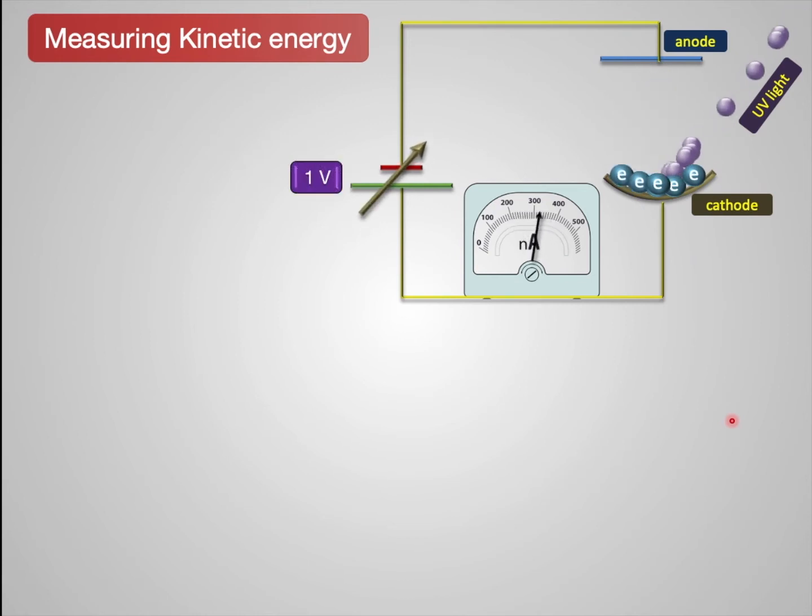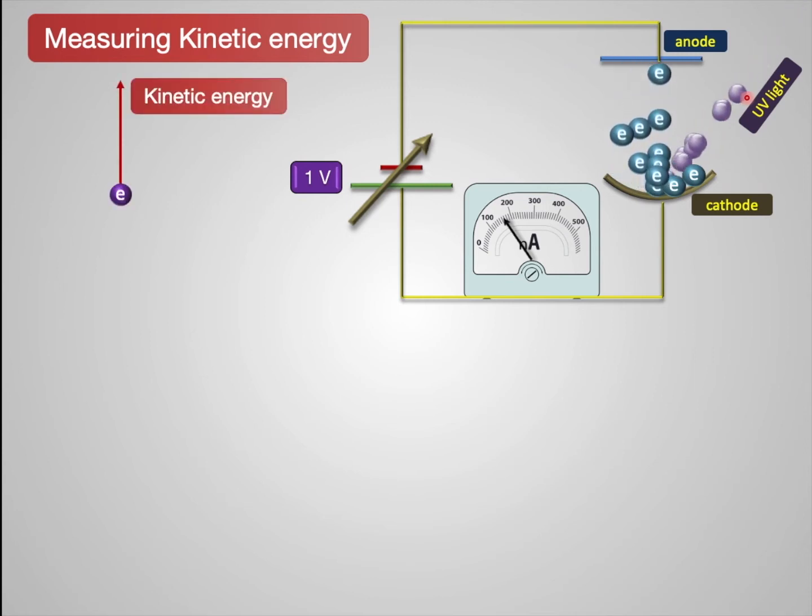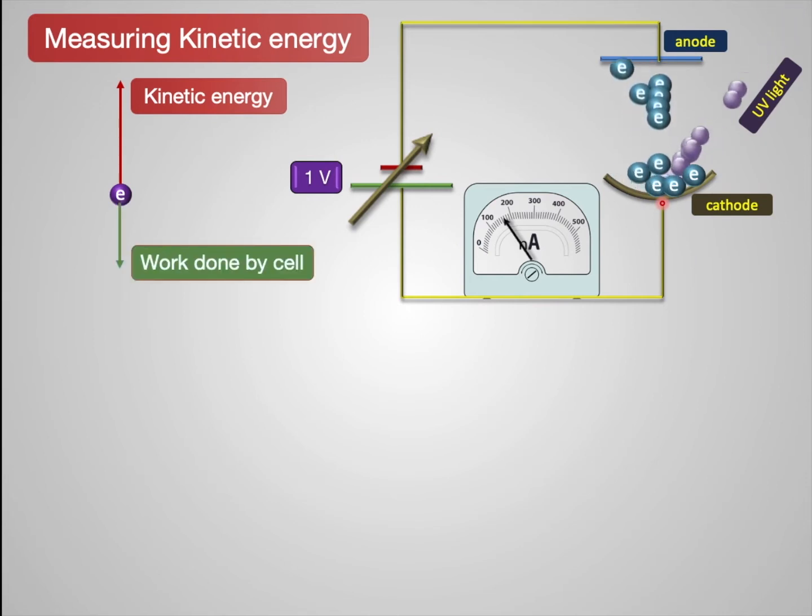When I increase the voltage, you can see the current decreased because the electrons are now moving slower. Does that mean they get less kinetic energy? No, because the photons are still the same. They give the same kinetic energy to the electrons as before. But why are they slowed down? Because when the electron is trying to go up with its kinetic energy, we have applied a potential here. This positive terminal will pull the electrons down. So the cell is doing work on these electrons. It is pulling them down to oppose the kinetic energy. That's the reason they are slowing down.